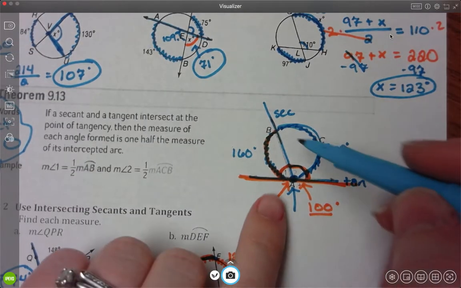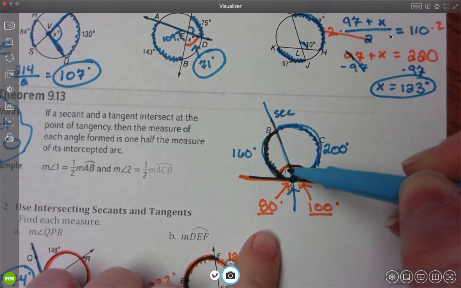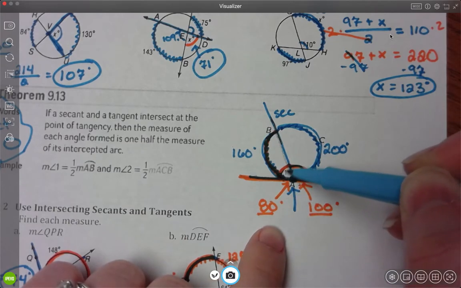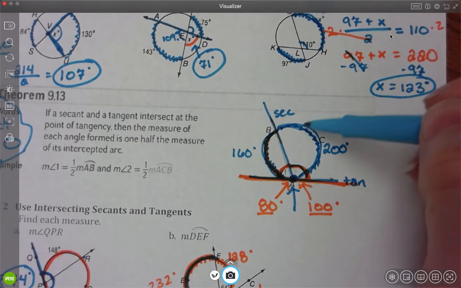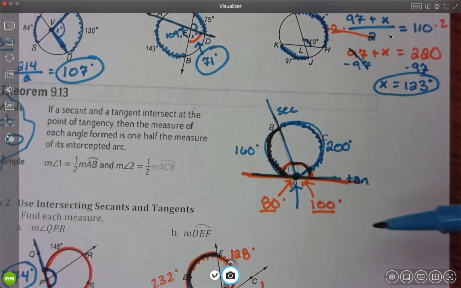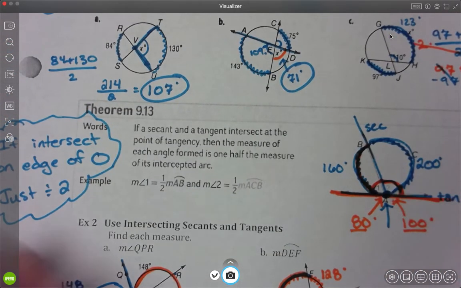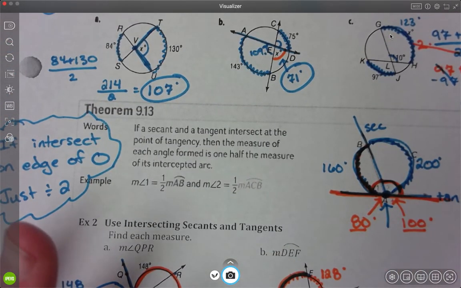So what I did here was I said if this is 160 and I'm trying to find this arc here, I just divide that by 2 and that gives me 80 to find the measure of angle 1. Here, if I had this as 200 degrees, I'm just dividing by 2 to get that angle 2 as 100 degrees. So if they're intersecting on the edge of the circle, you're just dividing that arc by 2. You're not adding them together and dividing by 2 like you did up here.